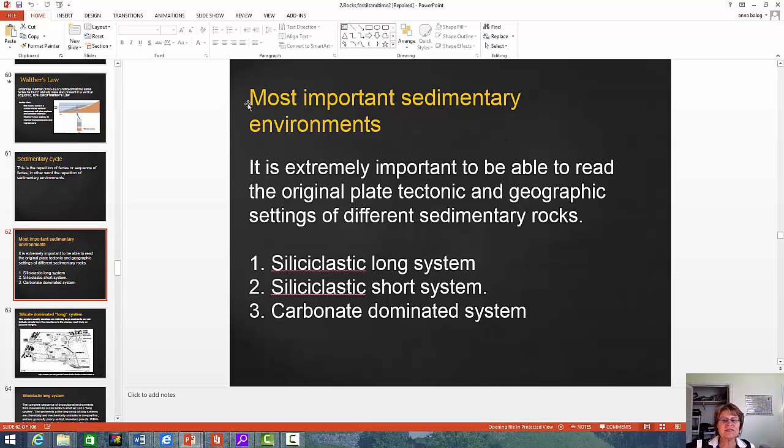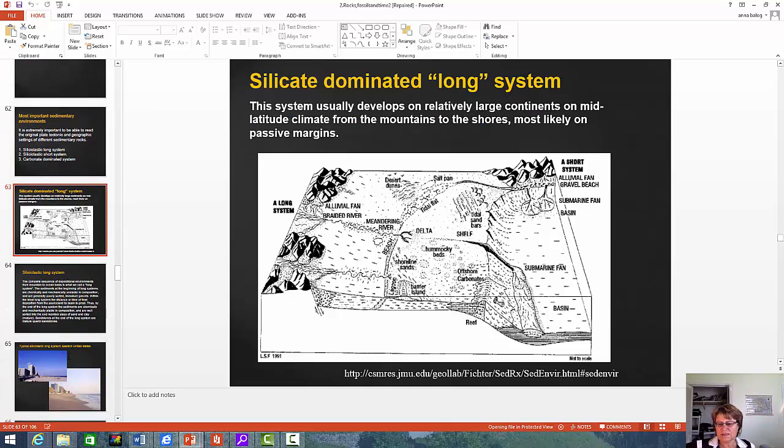And these are the sedimentary environments. Don't forget, when I talk about sedimentary environments, I'm talking about the siliciclastic long system, which is proof of the large continent, the short system, which is like an island, like an oceanic plate boundary, and then the carbonate dominated system, which is related to the tropical climate. So this is like mid-latitude climate, and this is tropics, and this shows you the environment.